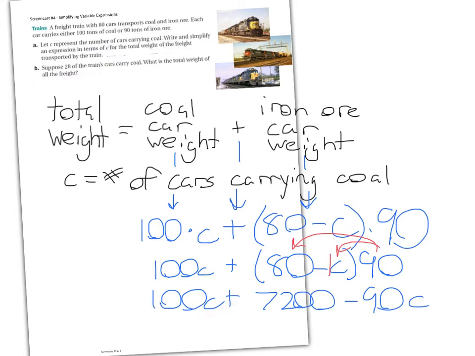100C, negative 90C, those are like terms. It really helps if we box our terms.